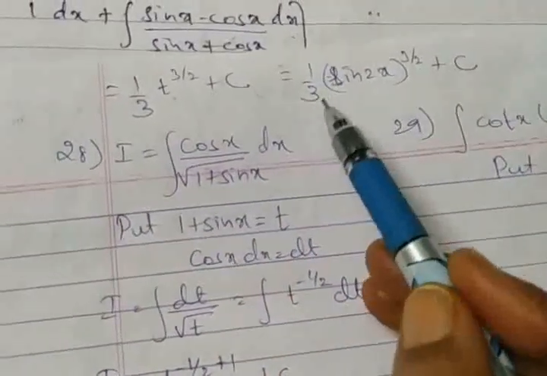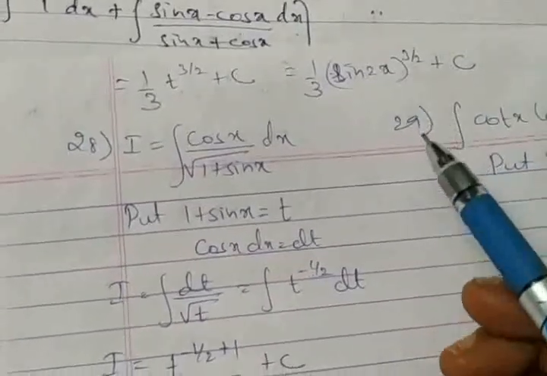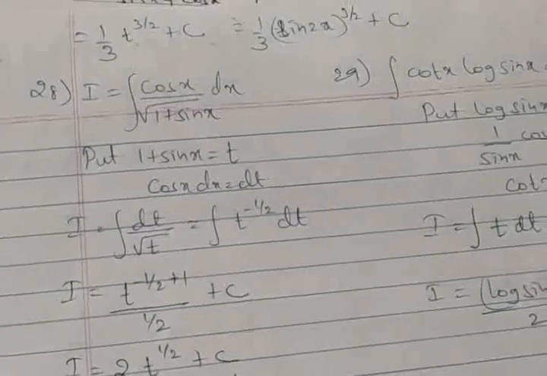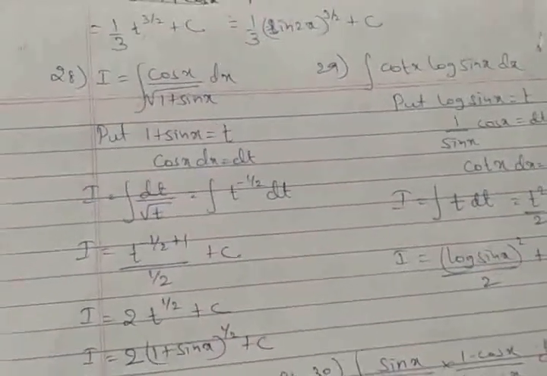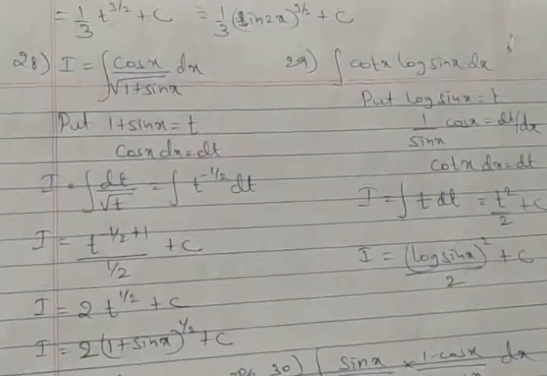Replacing it, we find 1 by 3 sin 2x whole raised to 3 by 2 plus c should be the answer. So from the 28th question onwards, I think I can conclude in my next video. Let me discuss it in my next video. Thank you.